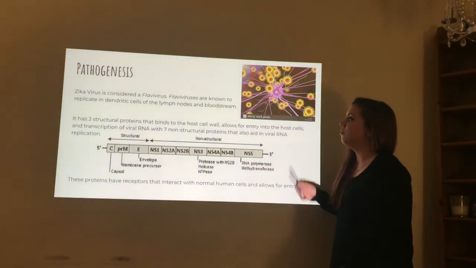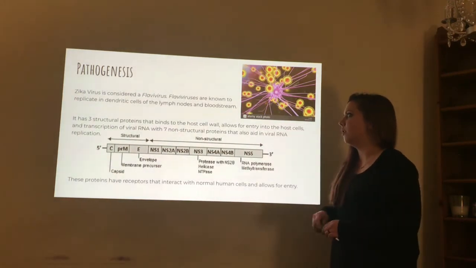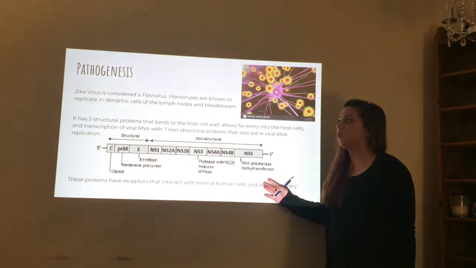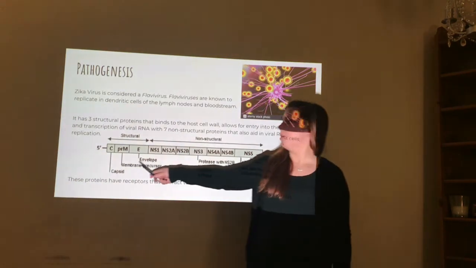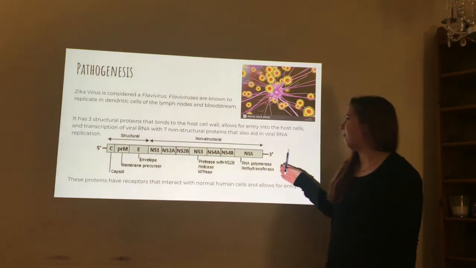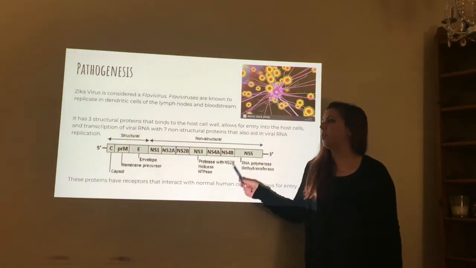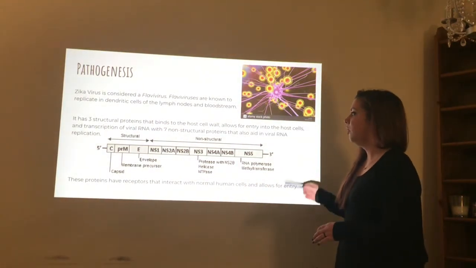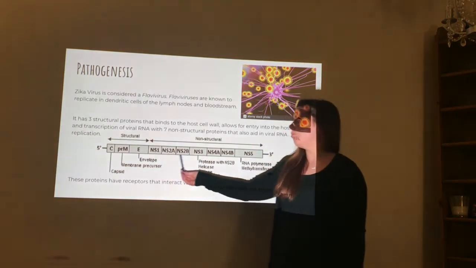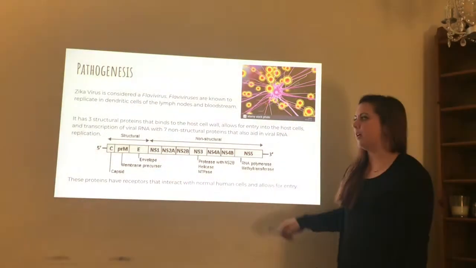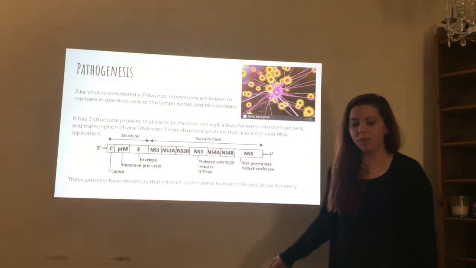The virus is known to replicate in the dendritic cells of the lymph node, as well as go into the bloodstream. It has 3 structural proteins that bind to the host cell wall: the capsid, the membrane, and the envelope. This allows for entry into the host cells and transcription of viral RNA. It also has 7 non-structural proteins, but these are just there to help out with the transcription of the RNA.